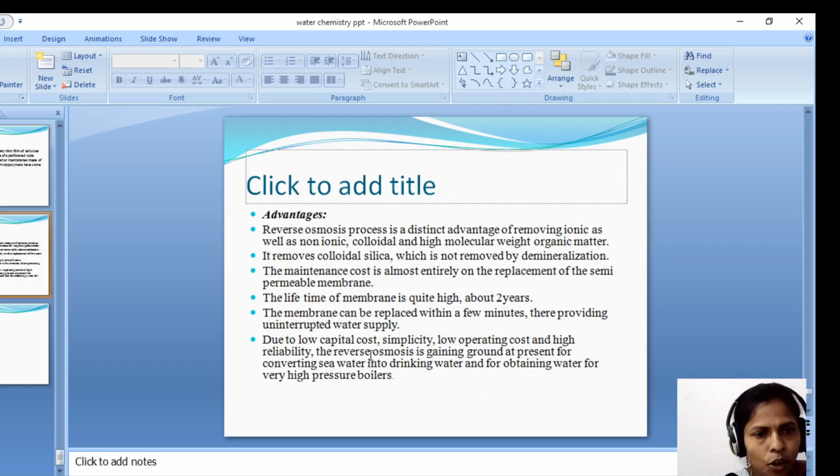Due to low capital cost, simplicity, low operating cost and high reliability, reverse osmosis is gaining ground at present for converting seawater into drinking water and for obtaining water for very high pressure boilers also. So because of the simplicity, low operating cost and high reliability, this technique is also used in high pressure boilers, because we can easily convert the seawater into pure water.